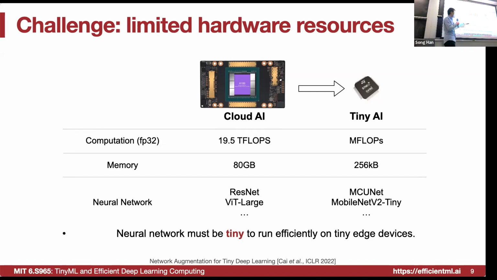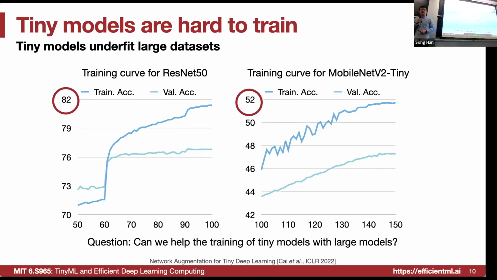Similarly, for the neural nets, we used to have these pretty large neural nets like ResNet, ViT. For tiny devices, we will have these smaller neural nets like MCUNet, MobileNetV2 Tiny, right? So we want to distill the knowledge from these large cloud-based models to these small edge AI models. Otherwise, we will observe a significant difference of accuracy between the cloud model and the tiny model.